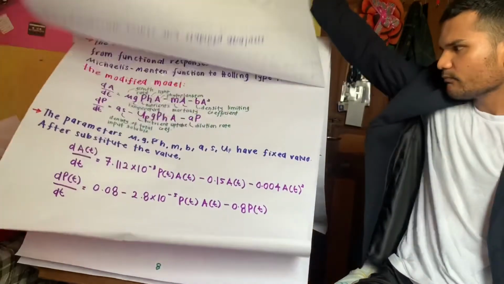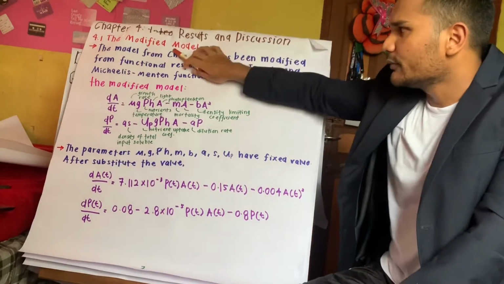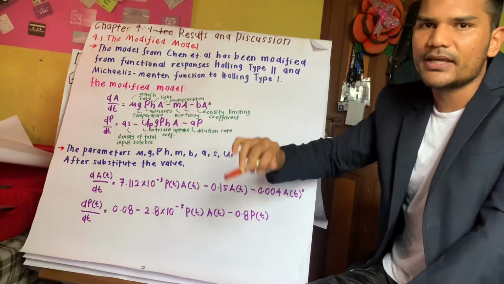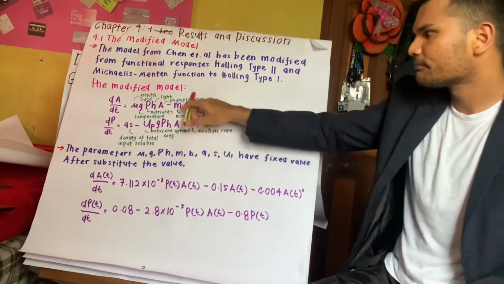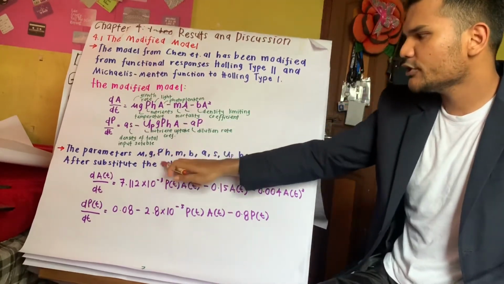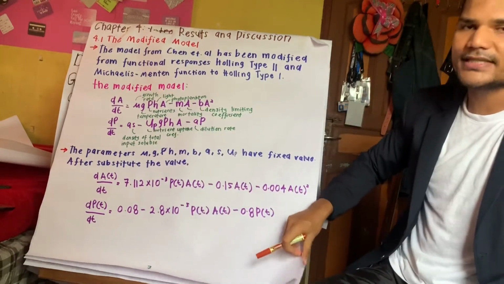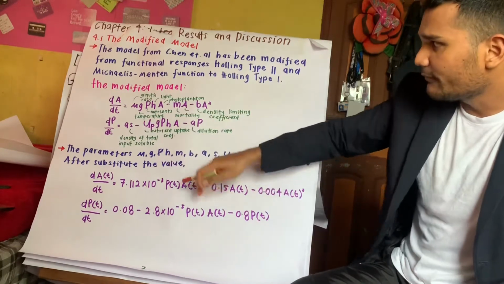So we go to results and discussion. For the first one, the modified model. We modified the model from Chen et al., from the Michaelis-Menten function and Holling type 2 to Holling type 1. So this is my model, and we have the parameters mu, g, h, m, b, a, s, and p. We have fixed the values of all these parameters, and this is the model that I have modified.